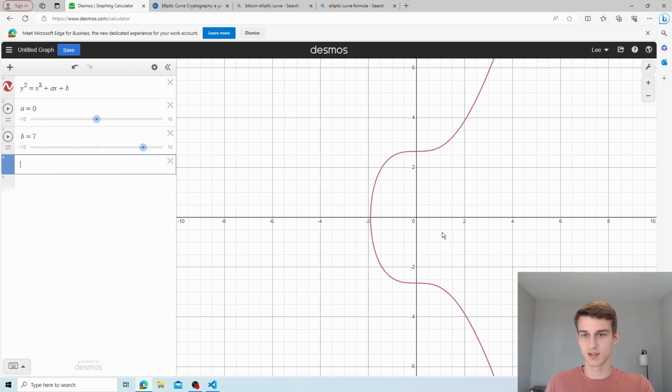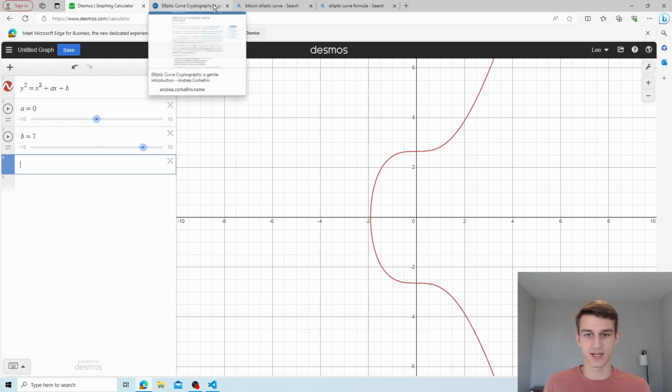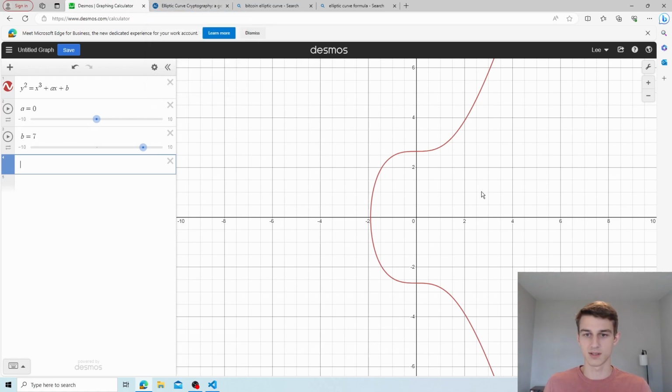Okay, so this here is what the Bitcoin elliptic curve actually looks like. This is what generates public keys from private keys, and is kind of the basis for why Bitcoin is secure. So let's get into the details of why that is the case. What properties does this satisfy?